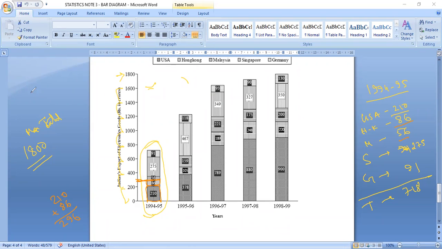So what you have to do: 296 plus 56 is 352. So you go up to this point, 352. Any query? Oh, sorry, my mistake. So 352, right.